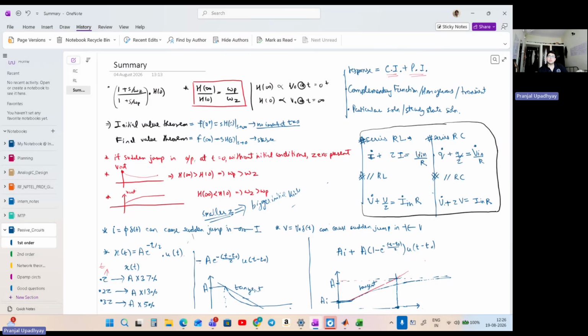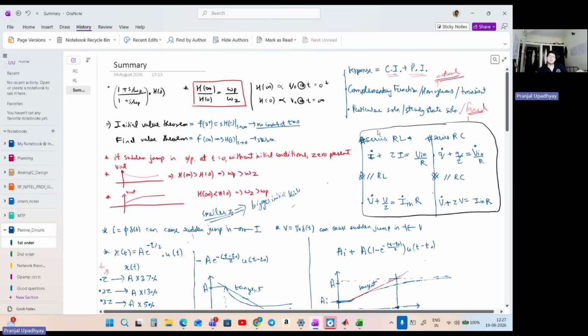So basically what we understand is the zero input response, or the natural response, right? The natural response is basically the complementary integral. It's also the transient response. And the particular solution, or the particular integral, is the steady state response or the forced response, which we calculate by considering the presence of the input.